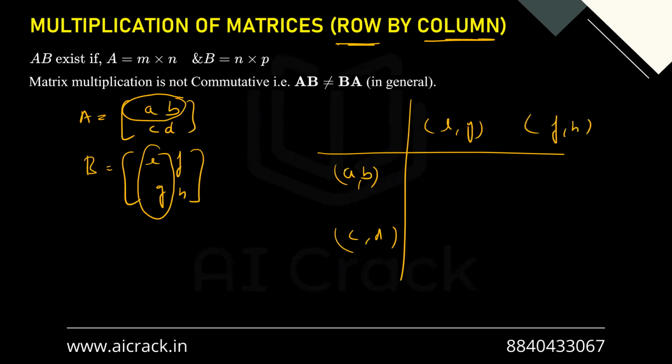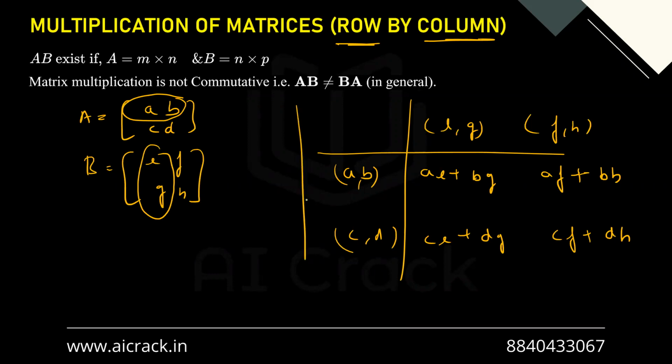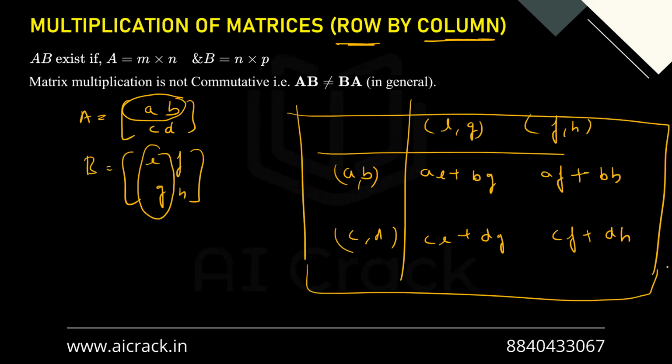Okay. Now I'll multiply A and E plus B and G. Now again, I'll multiply A and F and add B and H. Then C and E plus D into G, and C and F plus D into H. I tend to remember it with this method, or a different method. You can also use your own methods to find the final multiplication matrix, but this is what we mean by row by column. Okay.